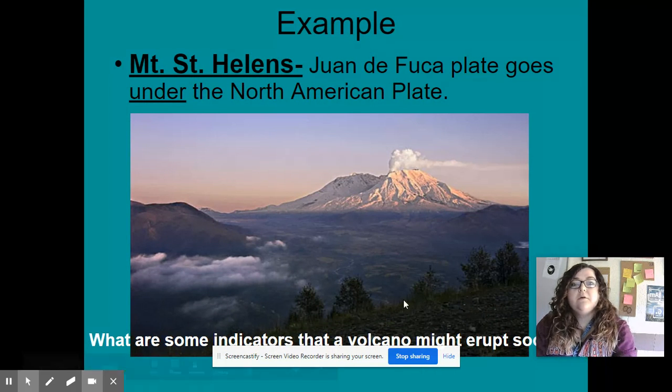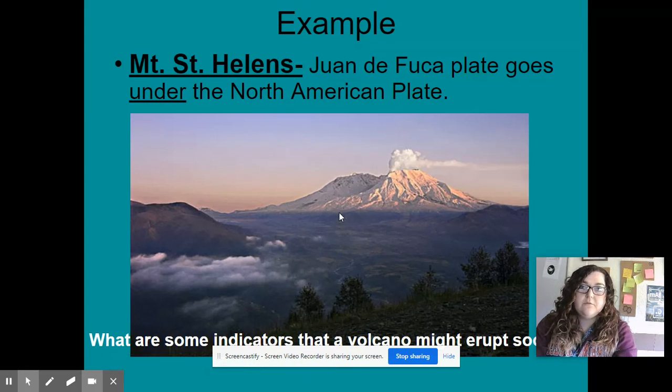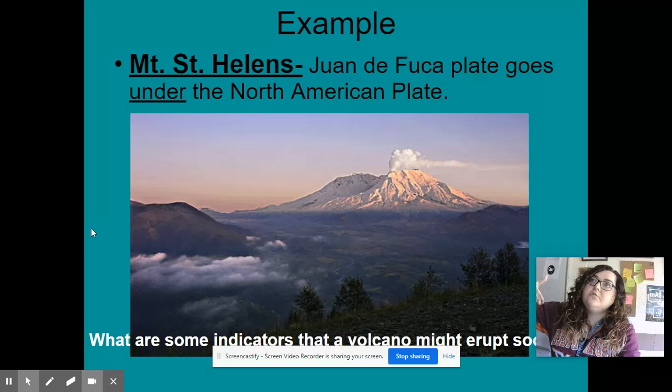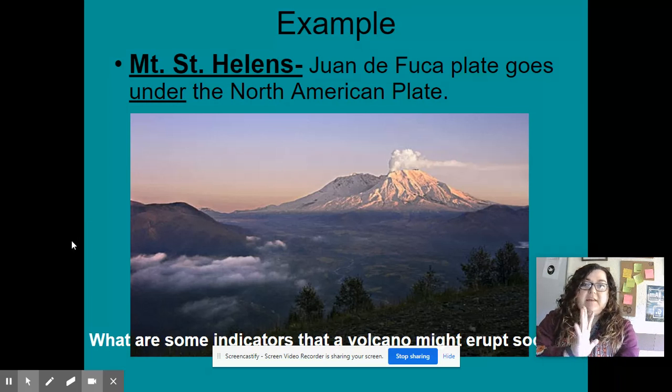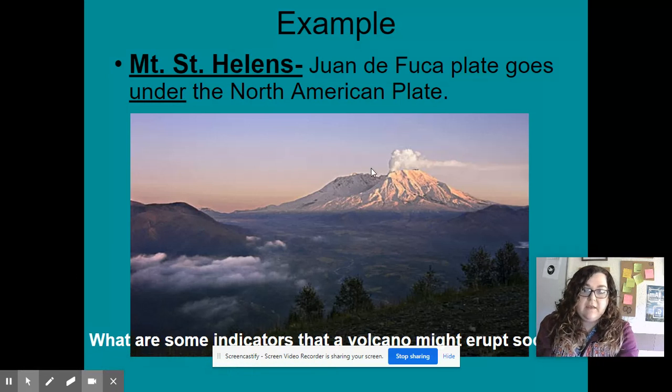So Mount St. Helens is a feature that is caused by a subduction zone. It's the Juan de Fuca plate, in the northern Pacific coast of the U.S., going up underneath the North American plate. Whenever that huge plate starts to become melted by the mantle, all of the water and stuff that was trapped in that rock is released, and it comes up in the form of magma and lava and creates volcanoes.